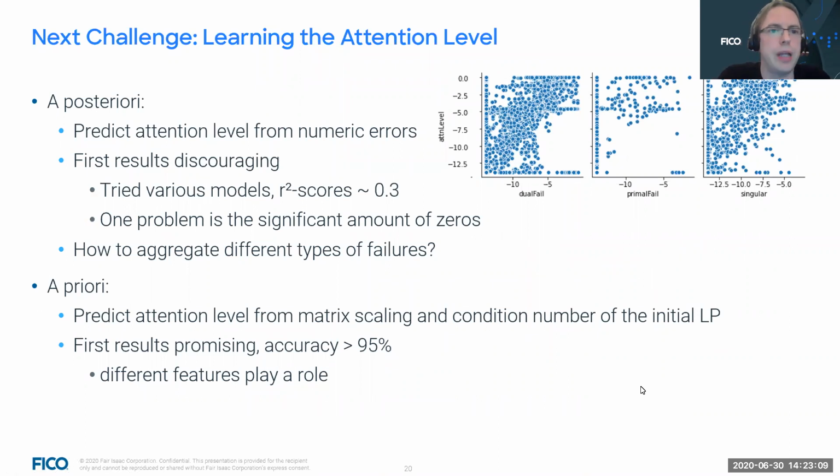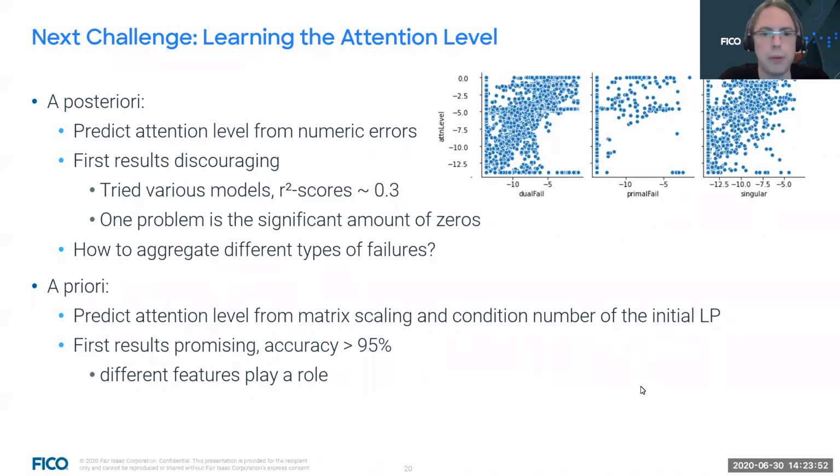So a little bit of an outlook. The next challenge that we would want to look at is learning the attention level itself. So there's two ideas that we have here, learning it, so to say, a posteriori or a priori. And what do I mean by this? So we tried predicting the attention level just from the numeric errors that we observe. And the first results that we got from this are rather discouraging. While a higher attention level generally leads to more numeric errors, there doesn't seem to be a clear relation that we could pin down.